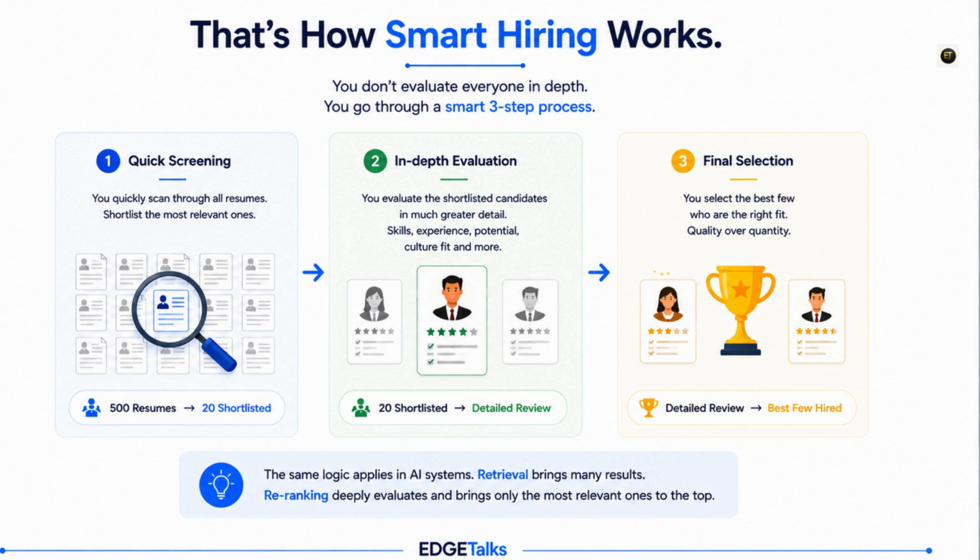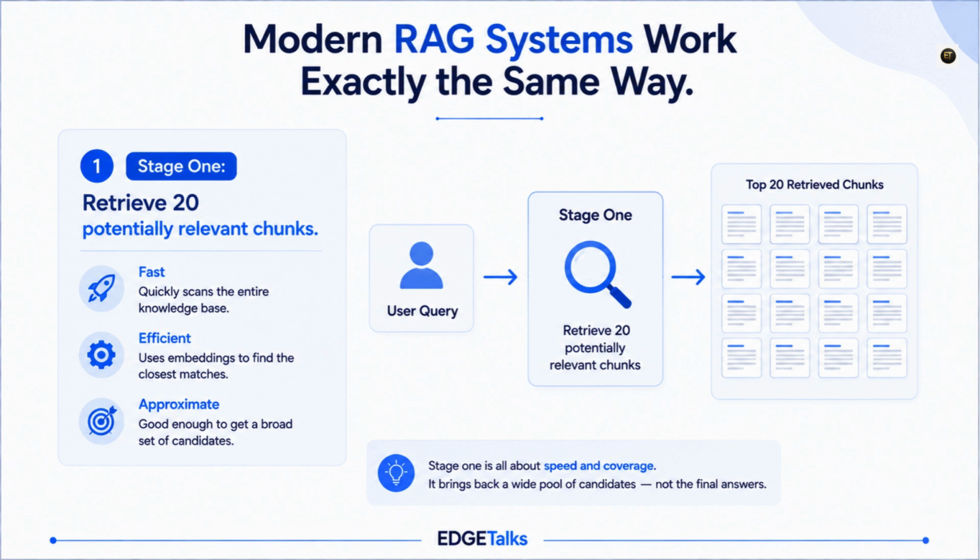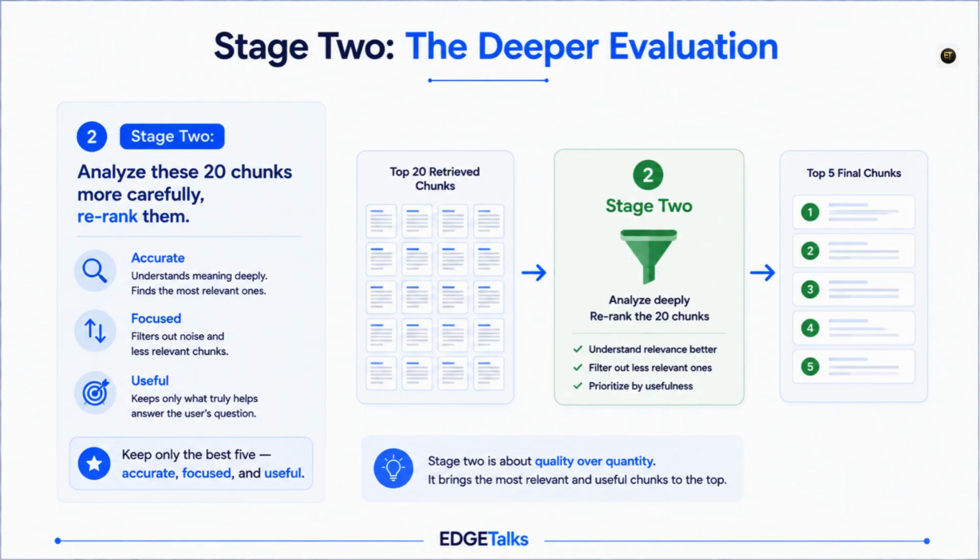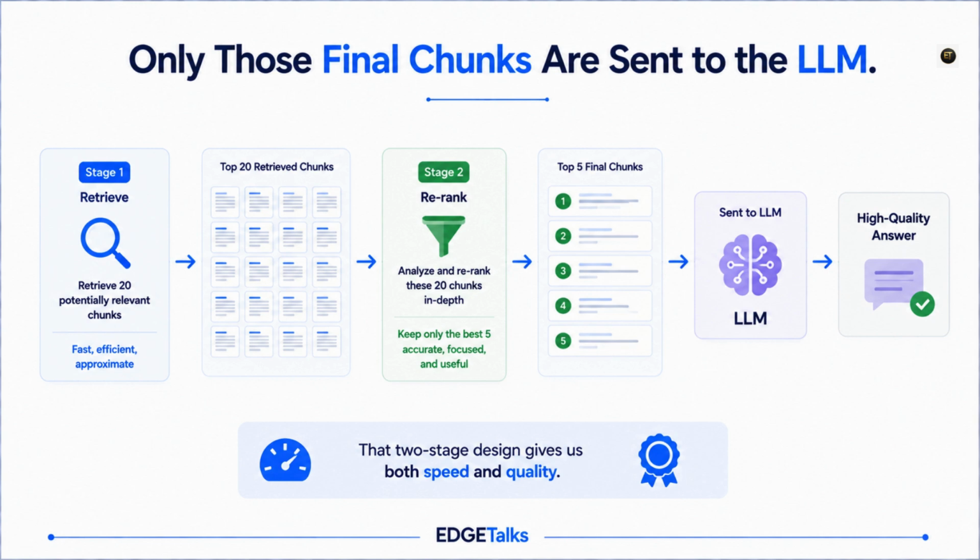Modern RAG systems work exactly the same way. Stage 1. Retrieve 20 potentially relevant chunks. Fast, efficient, but approximate. Stage 2. Analyze those 20 chunks more carefully. Re-rank them. Keep only the best 5, accurate, focused, and useful. Only those final chunks are then sent to the LLM. This two-stage design helps us with both speed and quality.